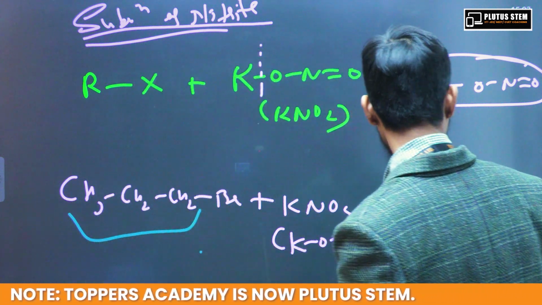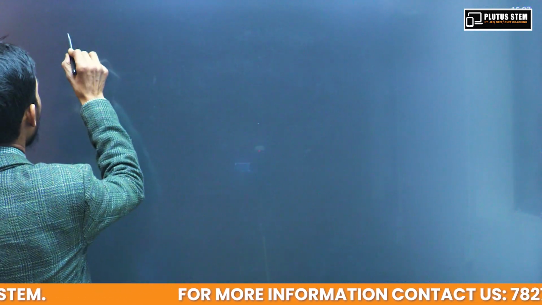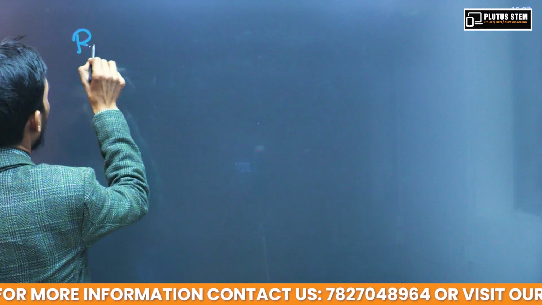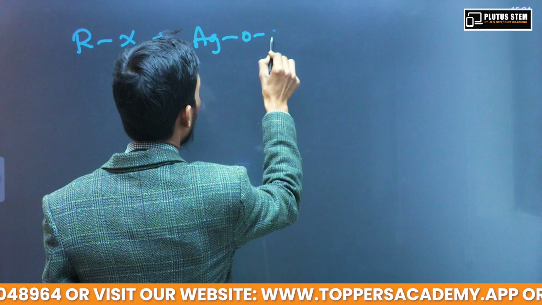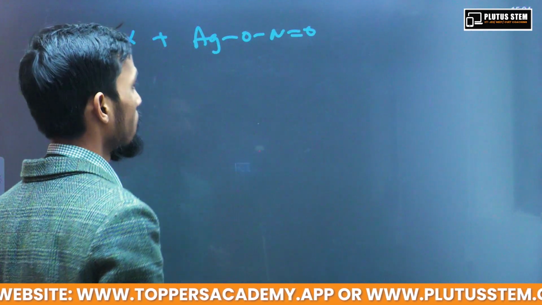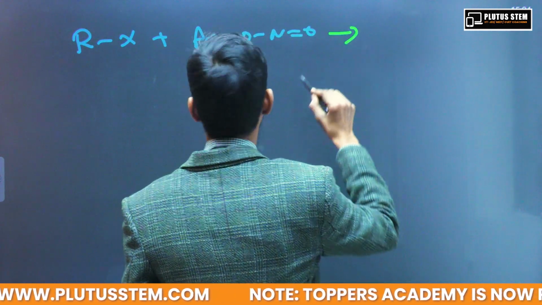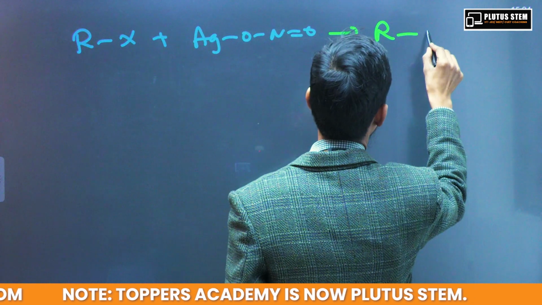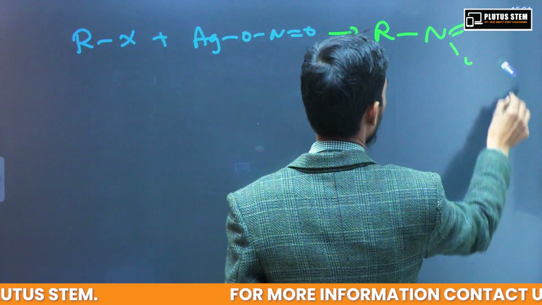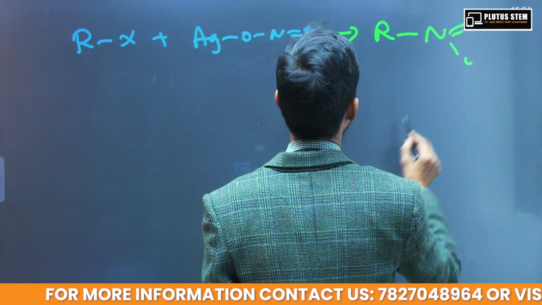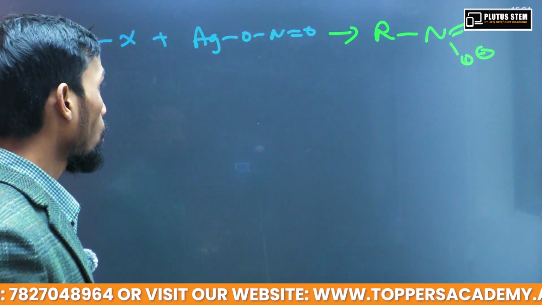But the similar case over here we have seen, we are going to get the linkage with this O. But if the same thing happens with RX plus AgNO2, now what will happen over here? The product which we are going to get will be RNO2. So now we are going to get the nitroalkane.